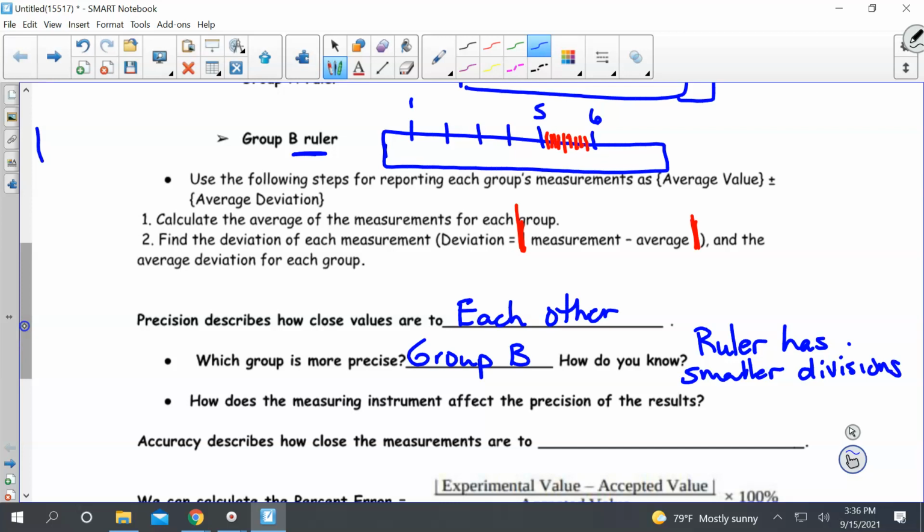The next question says, how does the measuring instrument affect the precision of the results? Well, the smaller the divisions or increments on there, the more precise the measurements are going to be. So in other words, smaller increments or divisions results in greater precision.